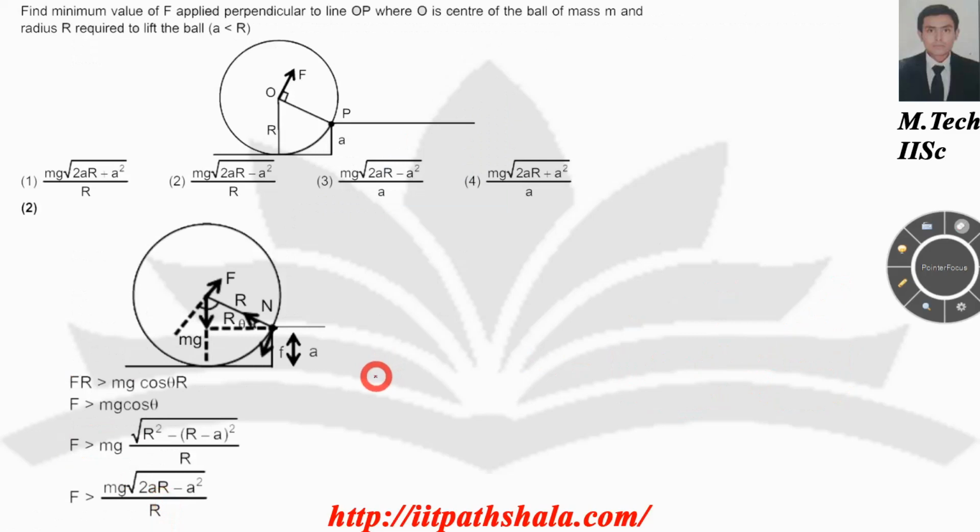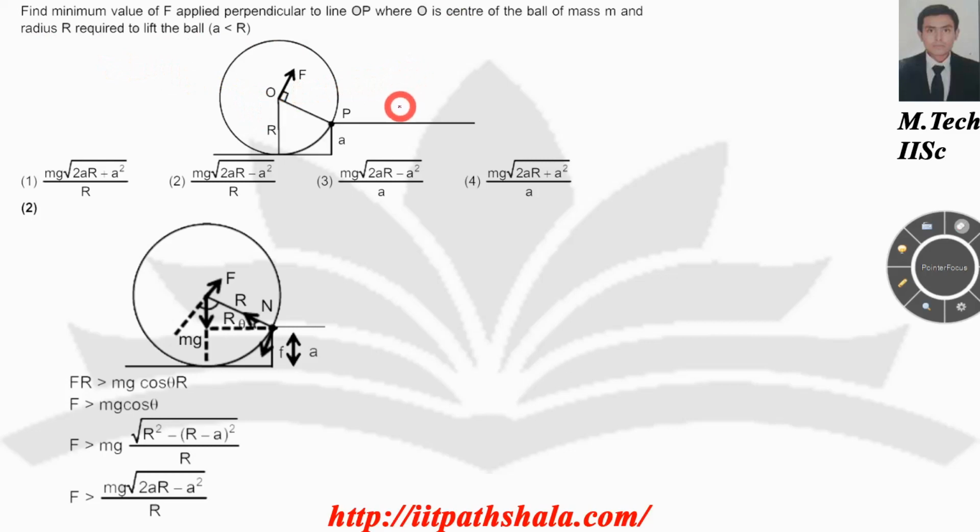Moving forward to the next question, find the minimum value of F applied perpendicular to the line OP, where O is the center of the ball of mass m and radius r, required to lift the ball.